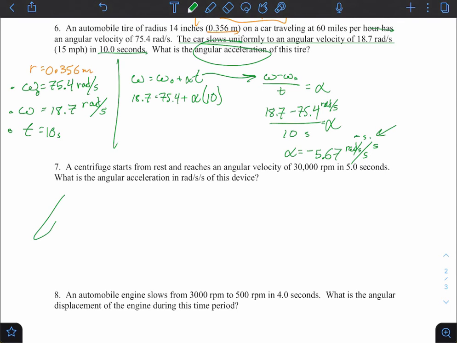Number 7, a centrifuge. I did do 6, 7, 8 on this. Yeah, negative 5.67. That is the answer I got before. I don't know where I did my other work, but 6 is the same answer I got in school.